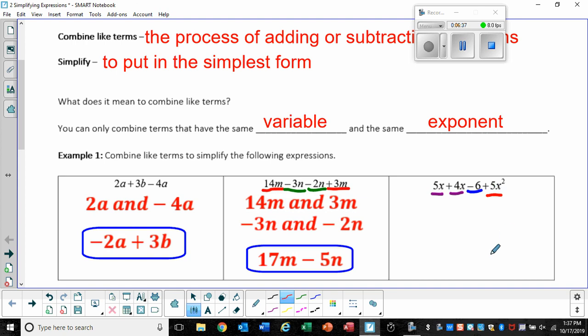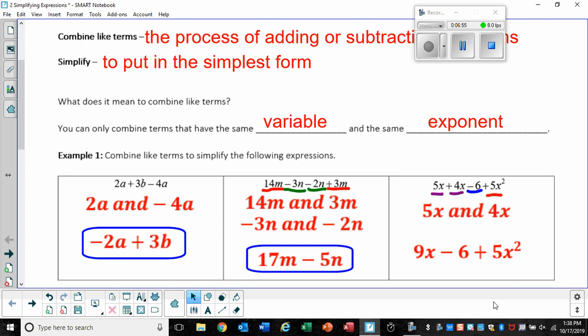Okay? And then I would go ahead and combine. Okay? So 5 plus 4 would give me 9x. I don't have anything combined with the minus 6, so I just write minus 6. I don't have anything combined with the plus 5x squared, so I just write it out. Okay? So that would be my combined like terms.